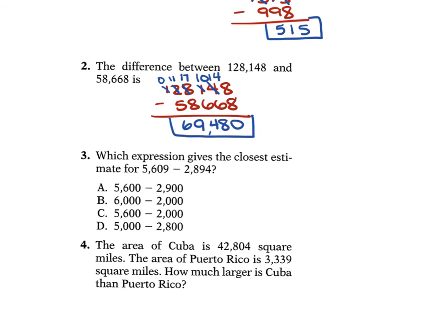Question 3 says, which expression gives the closest estimate for 5,609 minus 2,894? We can do 5,600 minus 2,900, so that would be A. You could also do 6,000 minus 3,000, but that's not an answer choice. The 5,609 could be 5,600, but the 2,000 would not be correct. And then you would not change the 5,609 down to 5,000. It's too big of a difference.